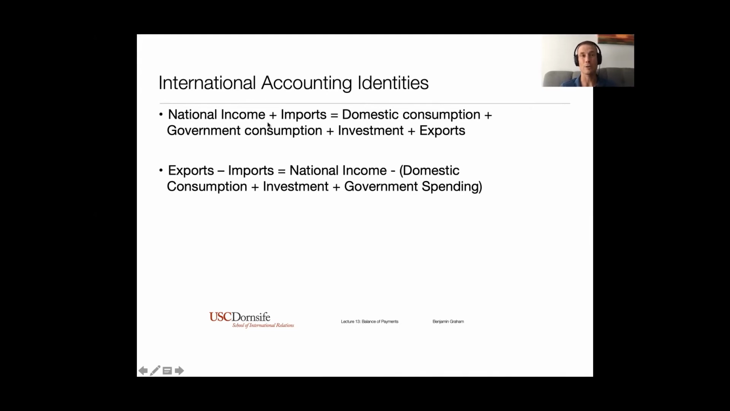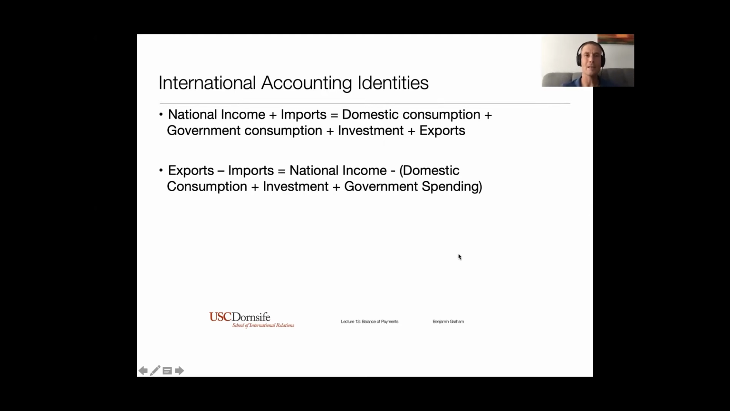And so we can also write that as everything we make ourselves plus everything we bring in from overseas is equal to everything we consume, everything the government consumes, everything we invest, and everything we ship overseas. Right? So we can write these accounting identities several different ways.